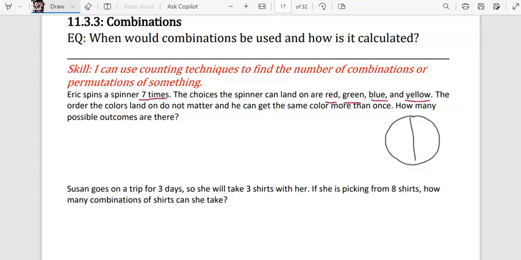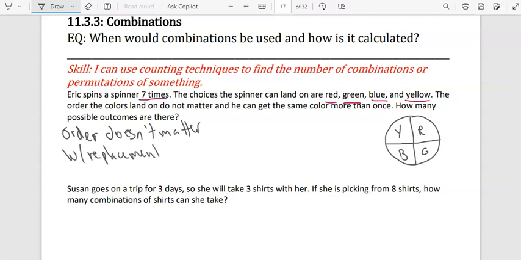So we have a spinner with 4 equal choices: red, green, blue, and yellow. And it was spun 7 times. The order doesn't matter here. And it's with replacement, because when you spin it, the yellow's not going to just disappear if it gets chosen. So this is a combination.